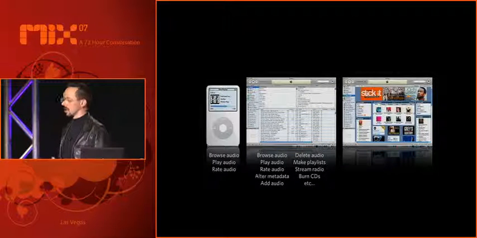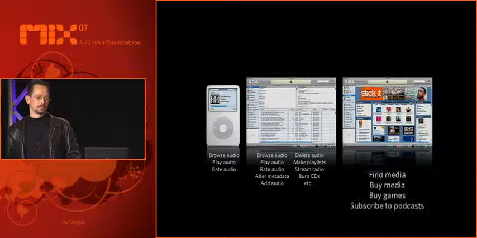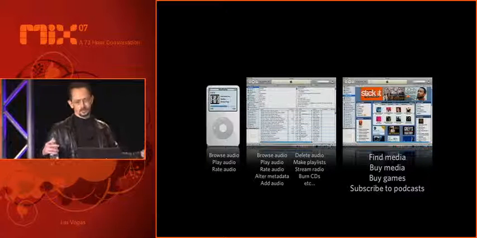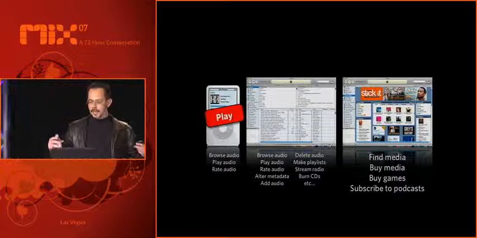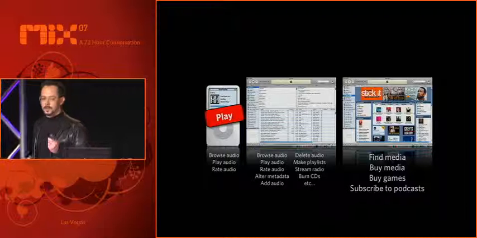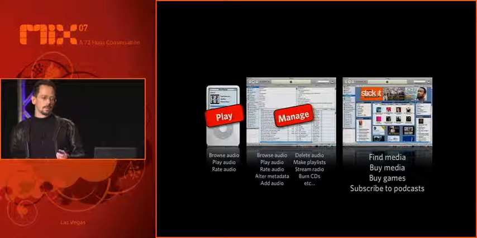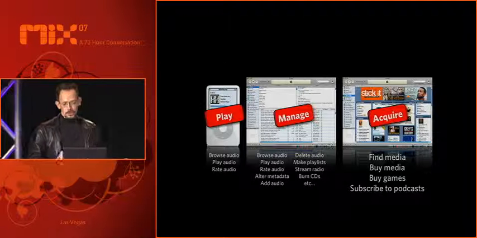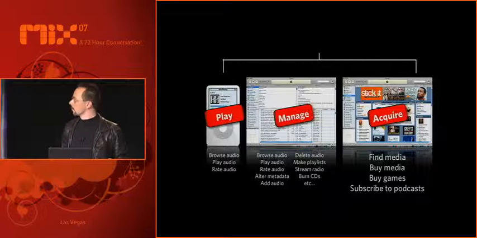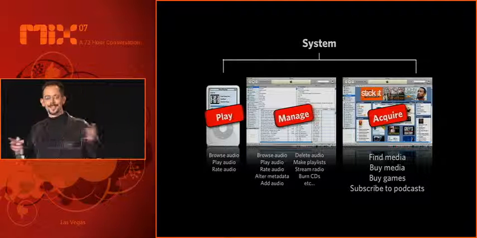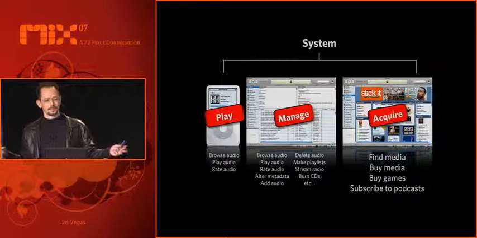And then with the introduction of the iTunes Music Store, now they've extended it even further, creating an end-to-end solution. The portable device to be able to play your media, the desktop software in order to be able to manage it, and the service in order to be able to acquire it, together form an entire system, all of the pieces of which acknowledge the existence of the others.